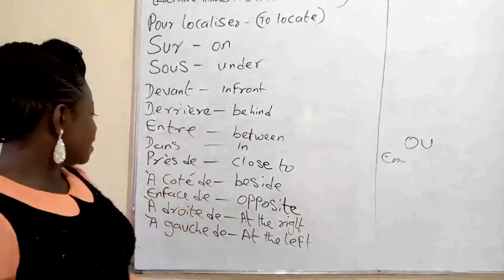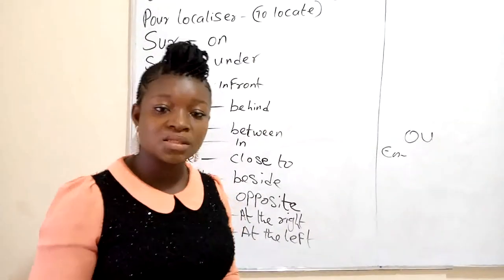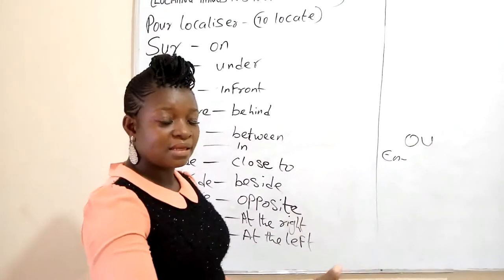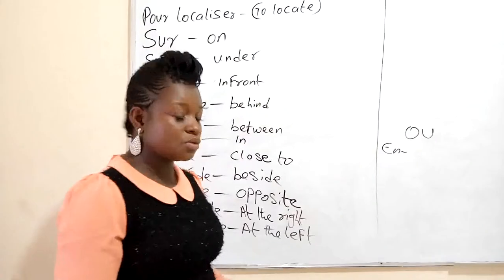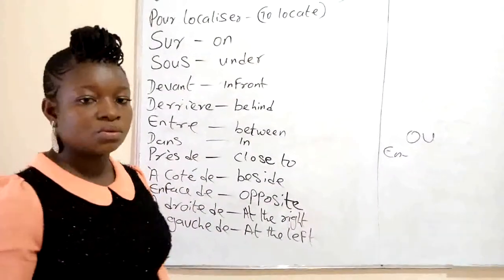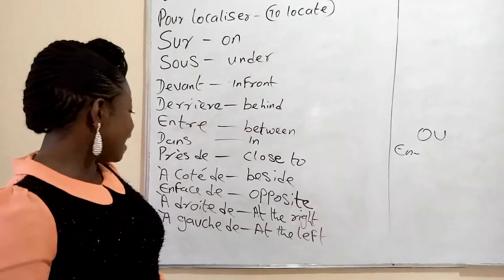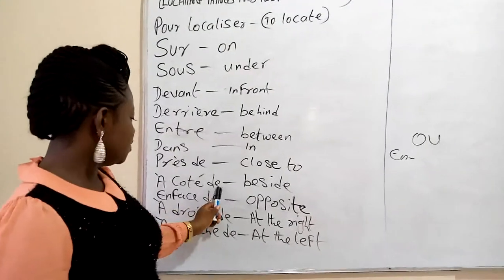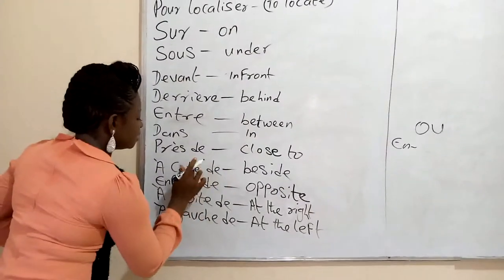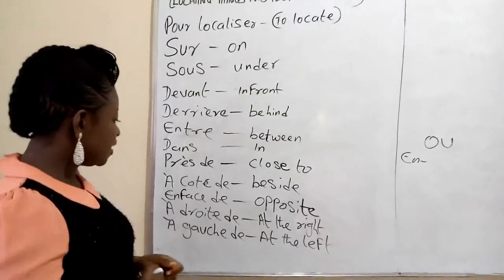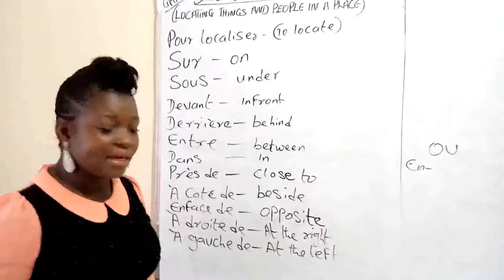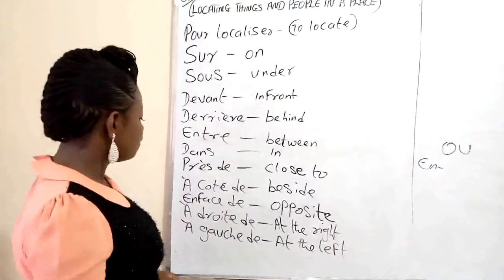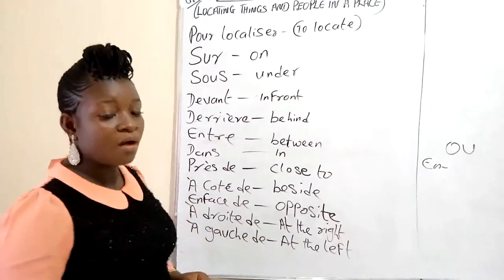So let's look at près de. Près de, I said, is close to. It can be near. Near the table, or close to the table. So près de means close to or near. The next one we have is à côté de. Don't forget this accent on top here. À côté de means beside. We also have en face de, which here means opposite.